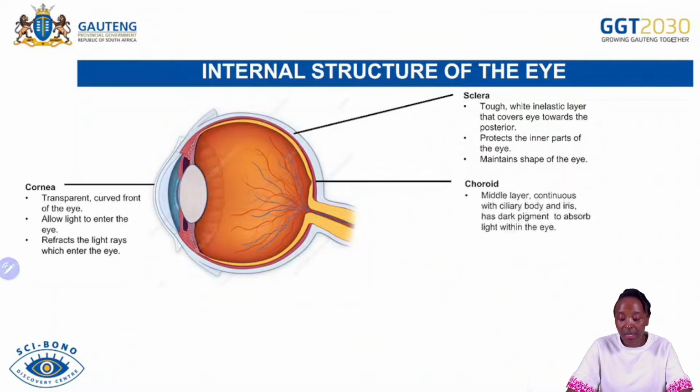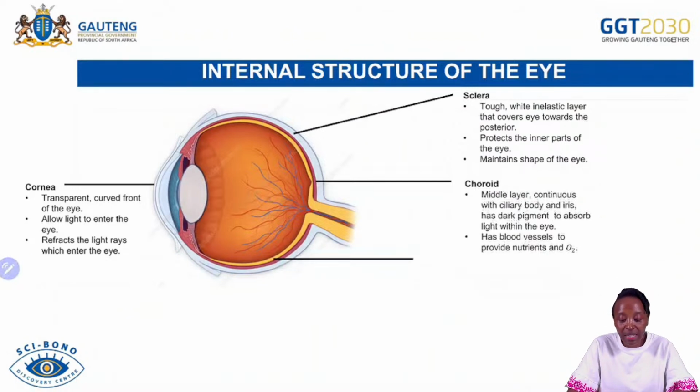We also have the middle layer, which is called the choroid. This one is the continuation of the ciliary body, the iris. It is dark in color, has that pigment because of the blood vessels in there, and its function is to absorb the light within the eye. And the fact that it has blood vessels, it provides nutrients and oxygen to the rest of the eye.